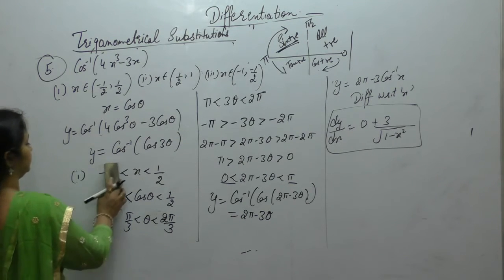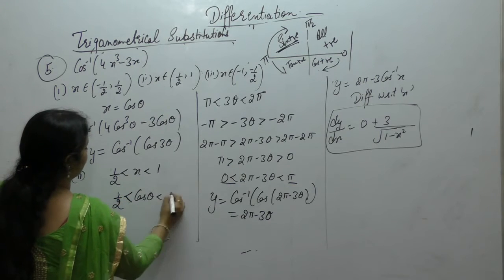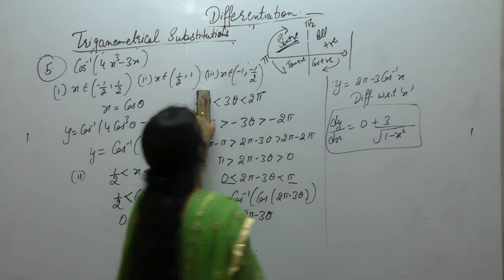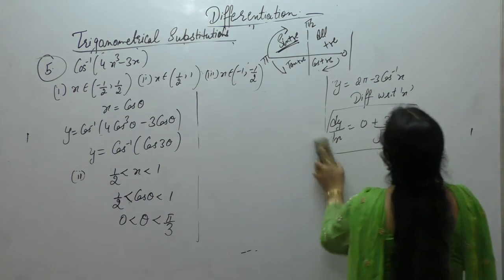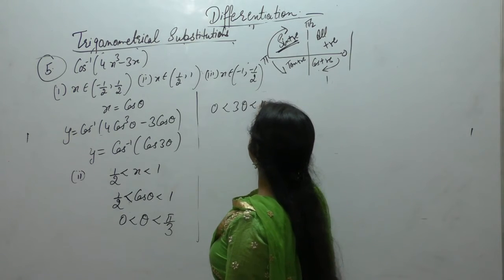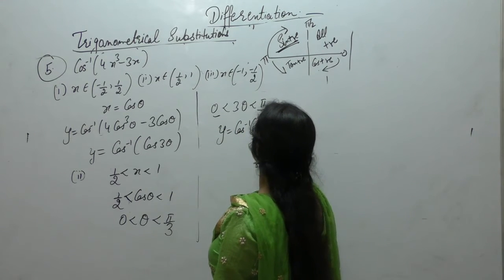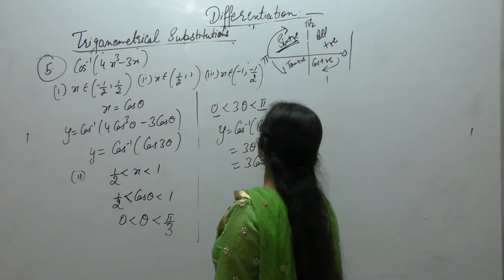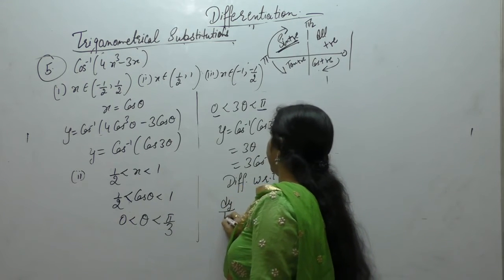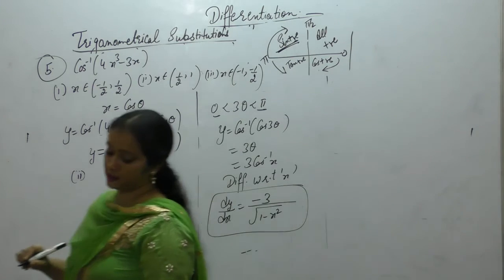Now the second case, 1 by 2 is less than x less than 1. Cos 0 is 1 and cos pi by 3 is 1 by 2. So multiply by 3, 0 is less than 3 theta less than pi. Limit lies between 0 and pi. So y is cos inverse cos 3 theta, that is 3 theta. And theta is cos inverse x. Now differentiate with respect to x. dy upon dx is minus 3 upon square root of 1 minus x square. 3 is here also.